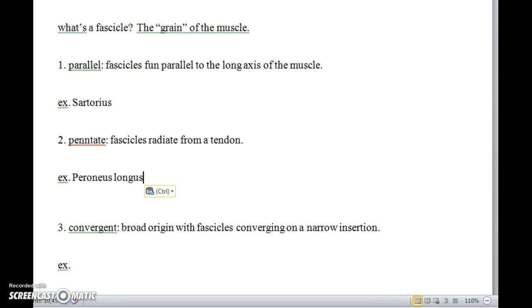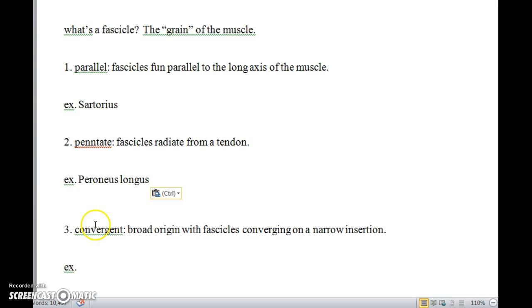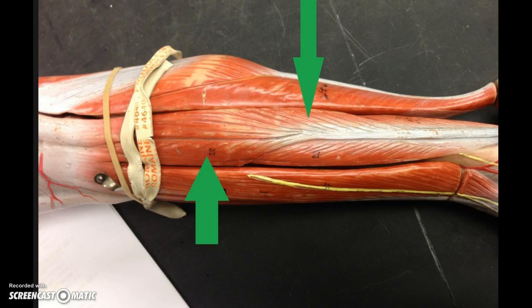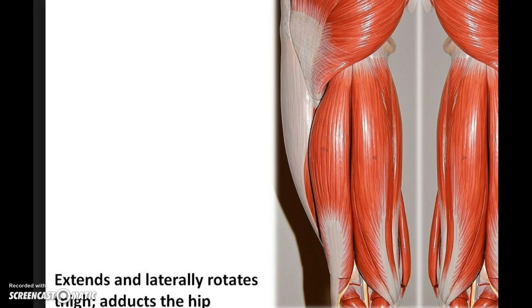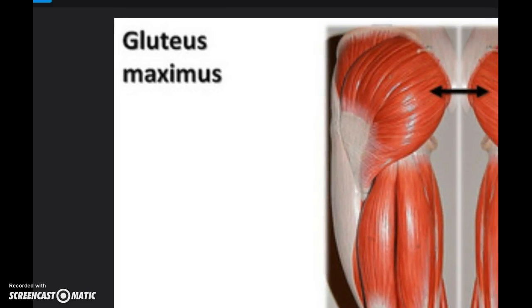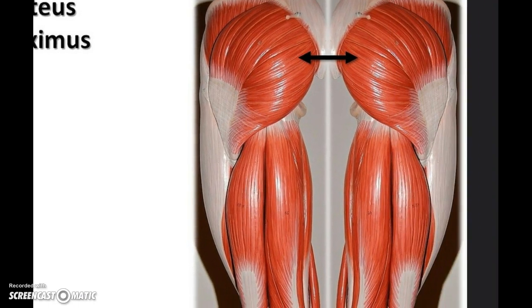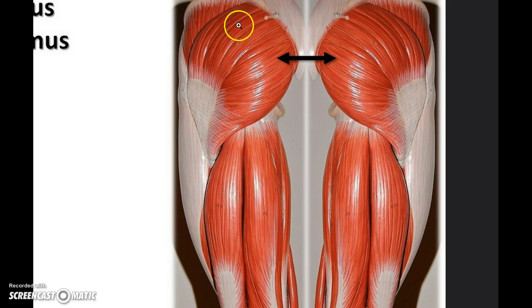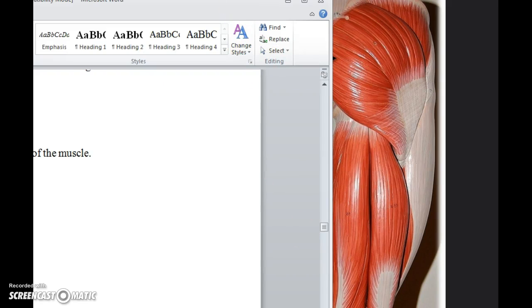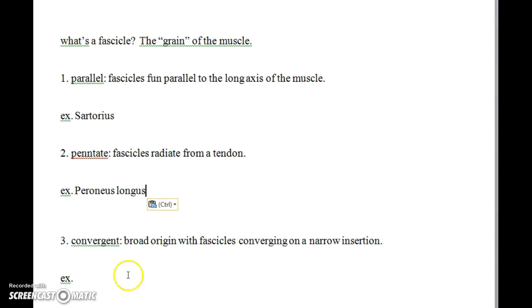All right, here, let me rearrange a little. Okay, convergent. Convergent means they come together. So probably a good example for that would be this guy. I bet it's a model kind of like the one we had before, but here is the gluteus maximus. And then you can see the hamstrings on the back, but gluteus maximus starts really broad, and then it comes together and narrows down into a pretty small area there for the tendon. All right, so convergent, gluteus maximus would be a good one there.